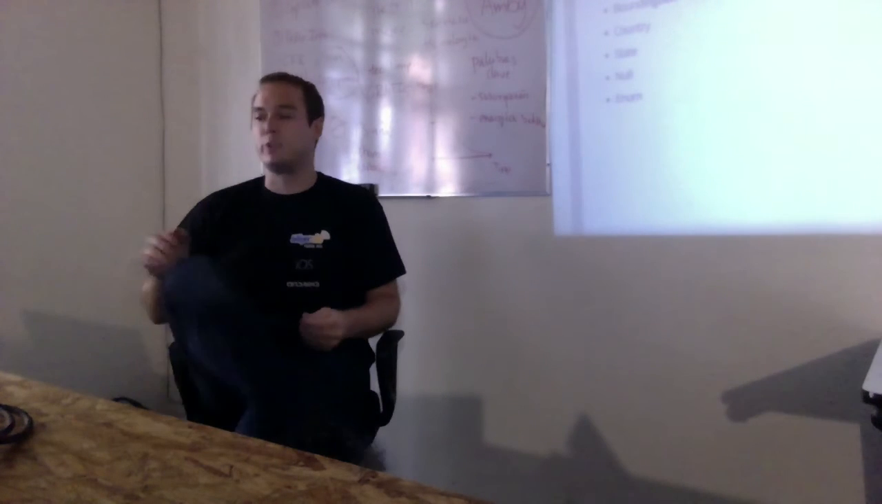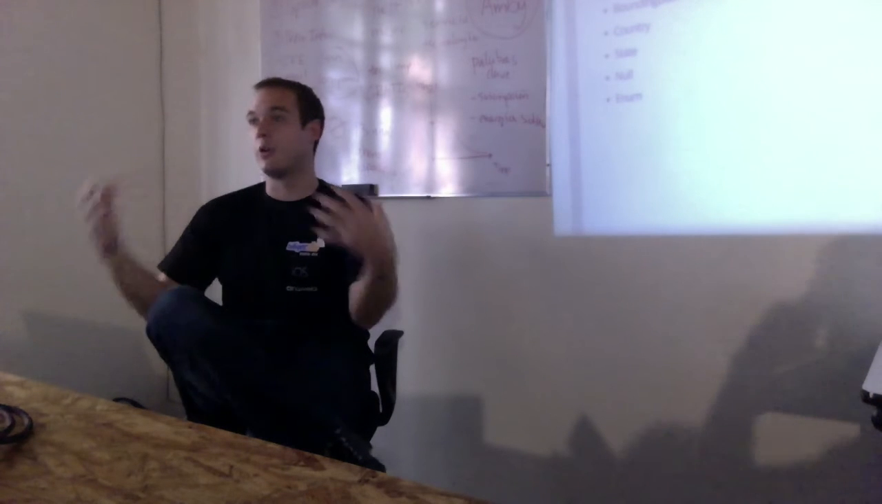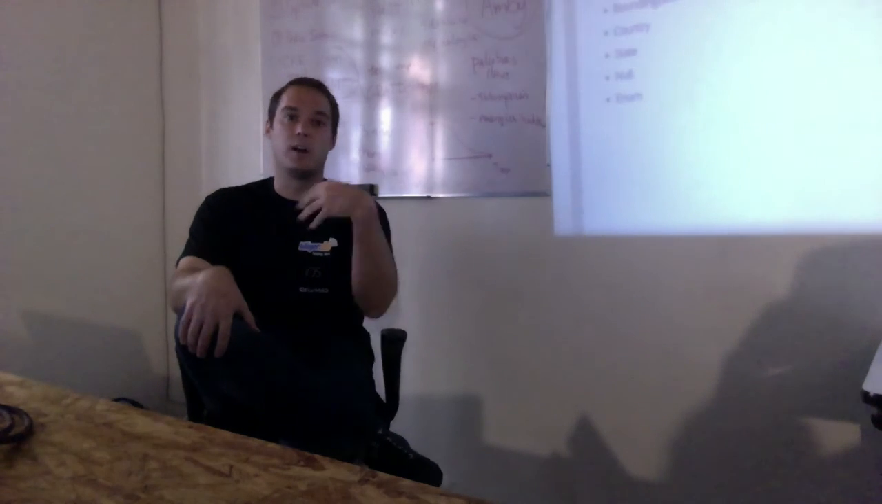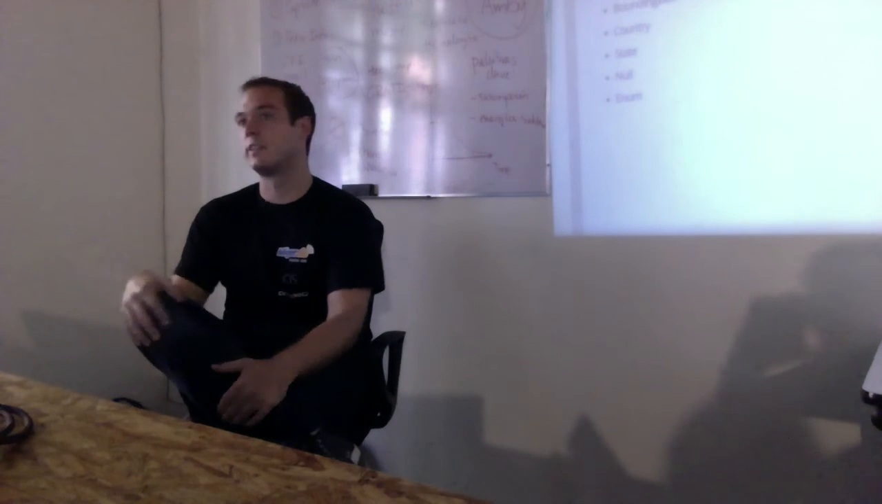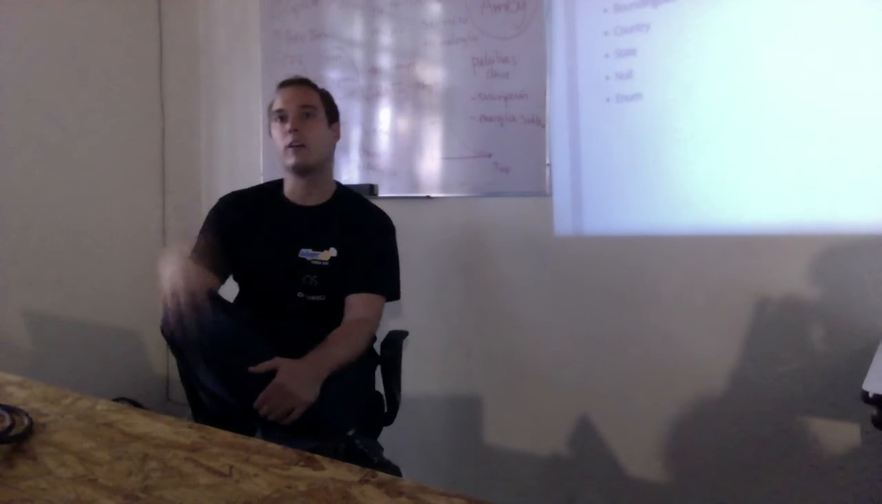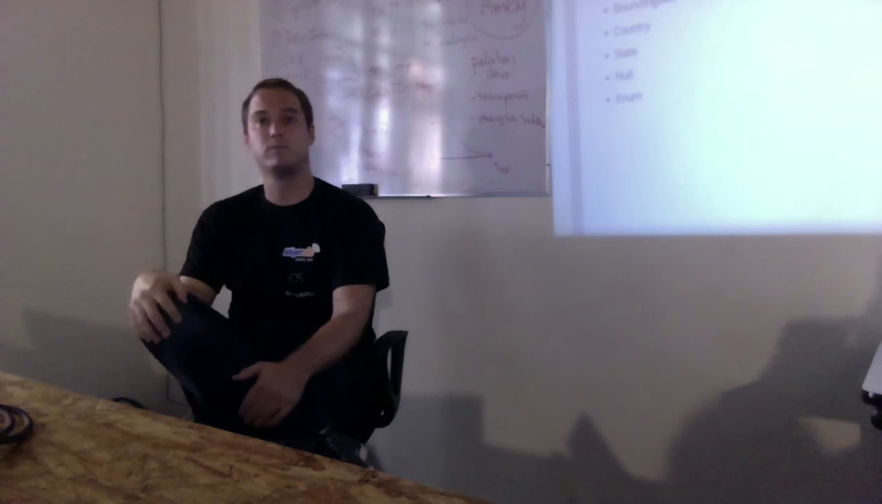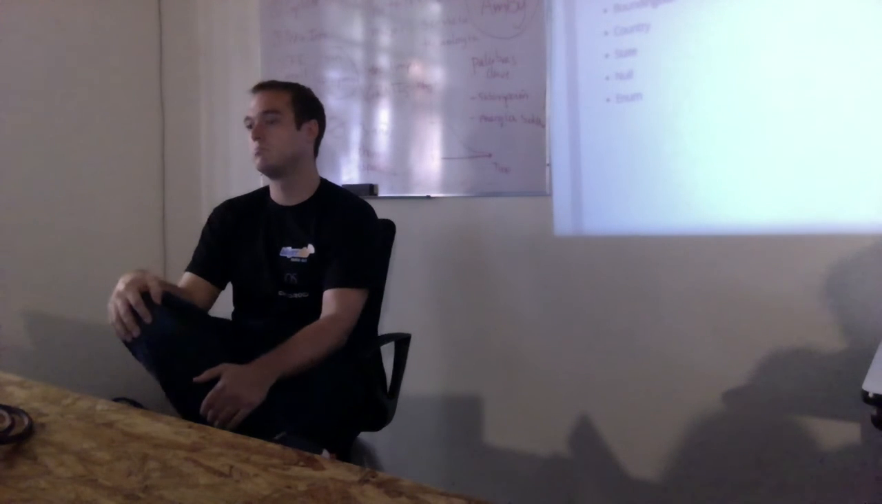So you can have a null state if you don't know, or a null country. You can have a null name. You can have a null anything. So it's kind of a data modifier. You can say this piece of data can be null or not. Does it make sense? Mm-hmm.